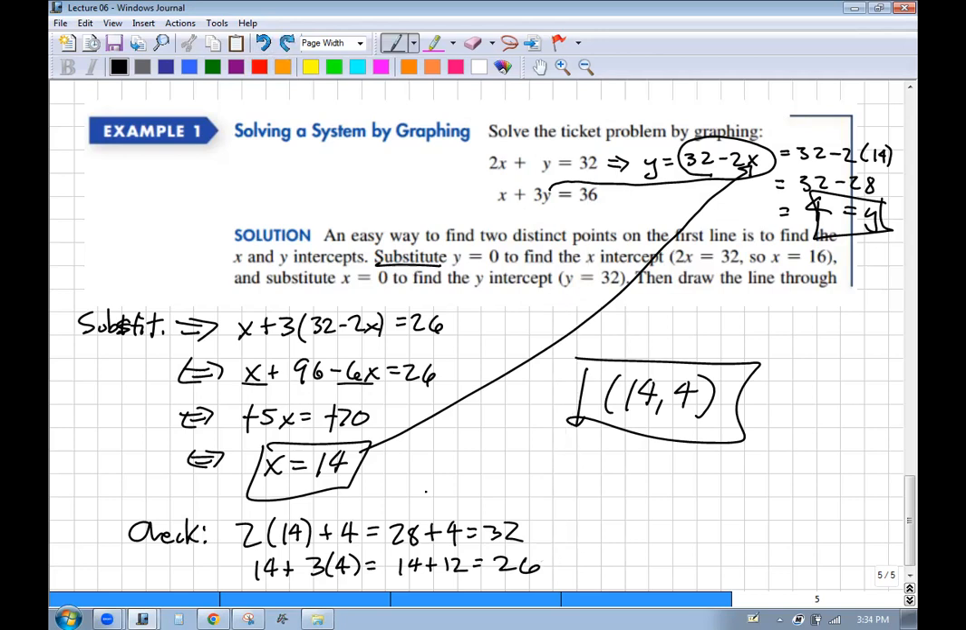I did something wrong here. Right? This is 14 plus 3 times 4. So this isn't working. I made a mistake. All right. And it's good that we have this, because even though these numbers satisfy the first equation, that's not good enough. They have to satisfy both of them. All right. 14 plus 12 is not 36. Let's try it again.